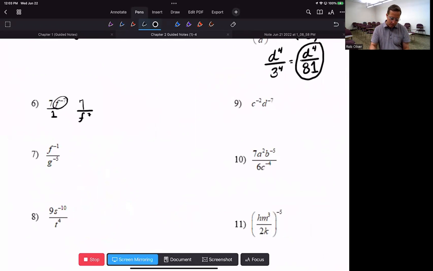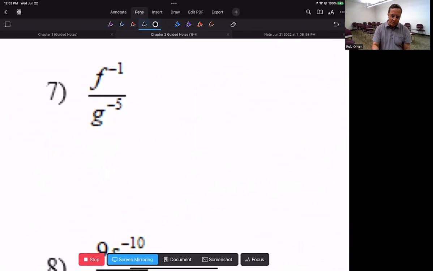All right, number 7. What we have here is a negative exponent in the numerator and the denominator. So all we have to do is flip it. And that will then undo the negative exponent part of it.